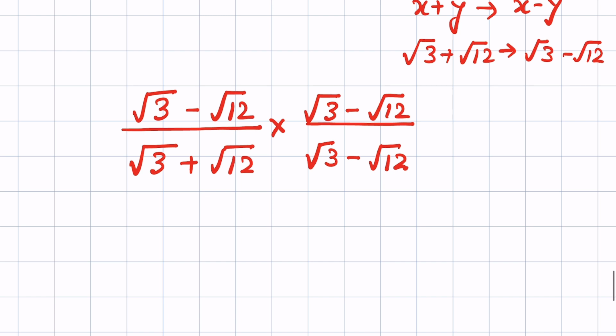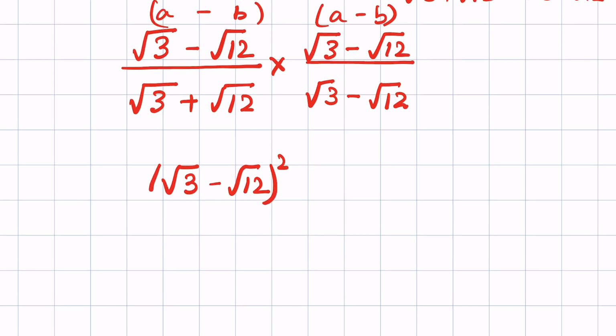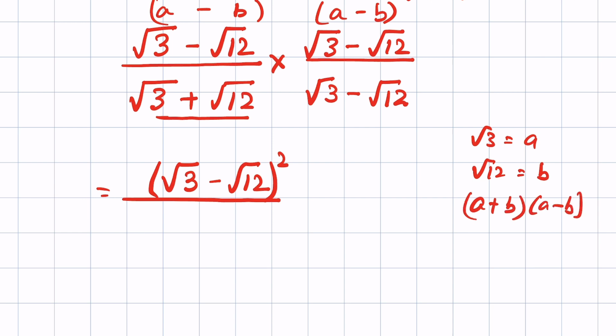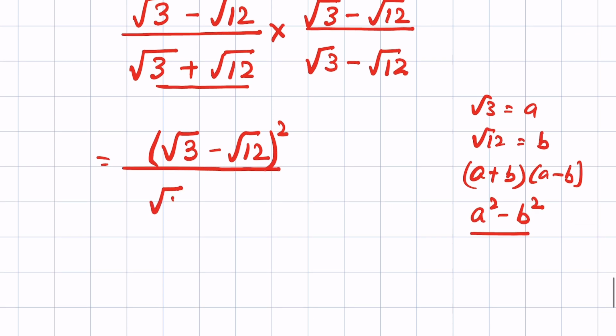Now in the numerator, if square root of 3 is a and square root of 12 is b, then it is a minus b times a minus b. So it is square root of 3 minus square root of 12 whole square upon, again if square root of 3 is a and square root of 12 is b, then this is in the form of a plus b times a minus b, and this is the expansion for difference of squares, a square minus b square. So we can write here square root of 3 square minus square root of 12 square.